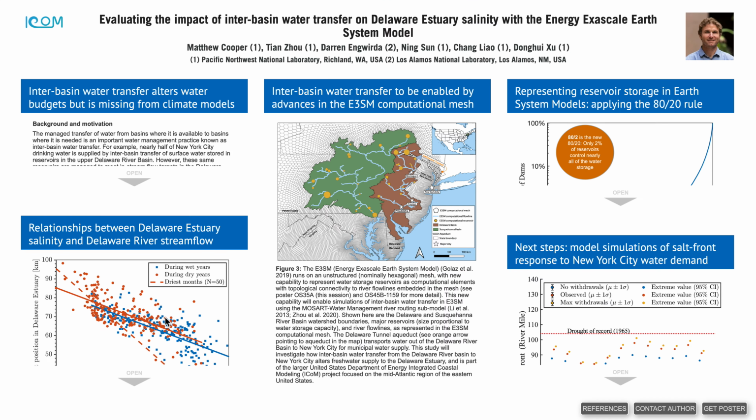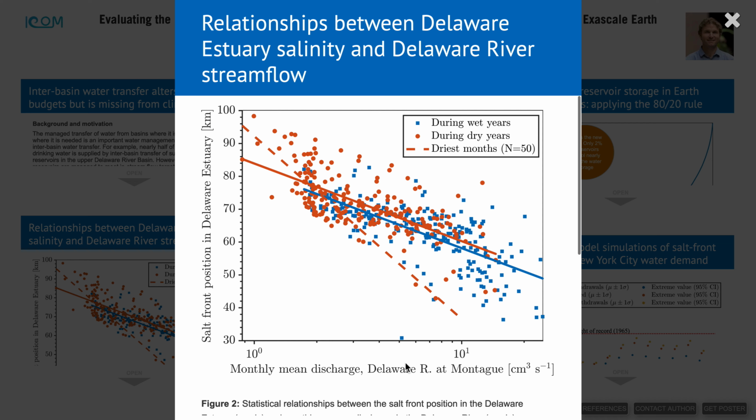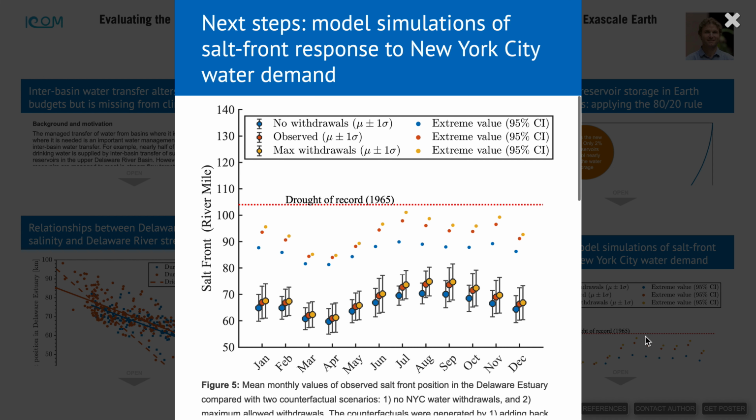We analyzed historic records of river discharge in the Delaware River and found that when the river discharge is low, it pushes the salt front position in the estuary inland. And that relationship is the strongest in the driest months. And we combined this statistical relationship between river discharge and salt front position with historic records of New York City water withdrawals to analyze how New York City water withdrawals affect the position of the salt front.